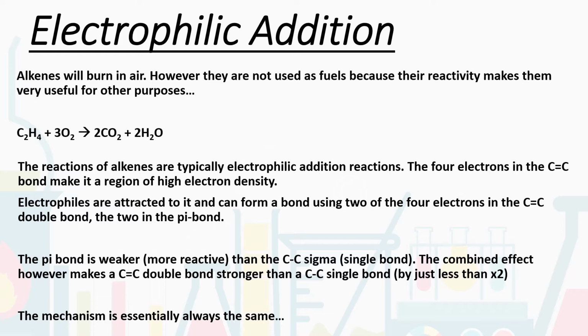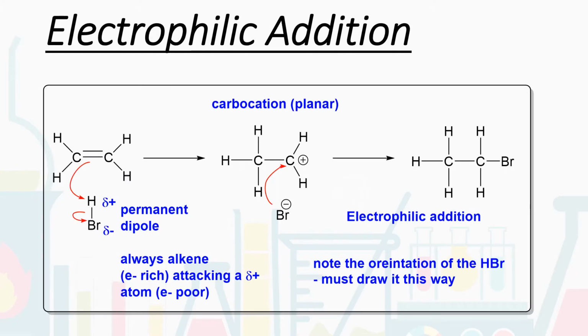But the mechanism for these electrophilic addition reactions is always the same. It looks like maybe there are quite a lot of mechanisms to learn, but actually it doesn't matter whether the alkene changes or the electrophile changes, the mechanism is always the same. So we have an alkene. This is our nucleophile. This is our region of high electron density. Remember, a nucleophile is an electron pair donor, an electrophile an electron pair acceptor. So our alkene is our nucleophile. It's going to donate, not a lone pair, but an electron pair from the pi bond of our alkene to our electrophile.